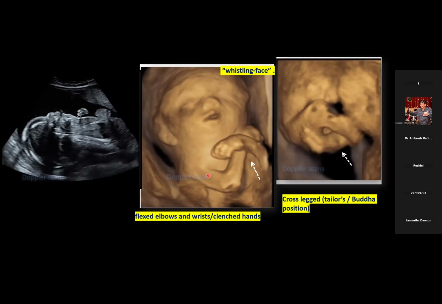You can see fixed flexed elbows and wrists with clenched hands. And there's also cross-legged position, also called the Taylor's or the Buddha position. There is also persistent open mouth in the fetus, which is also called the whistling face. You can see that the neck is abnormally hyperextended and the skin of the chin is continuous with that of the chest.